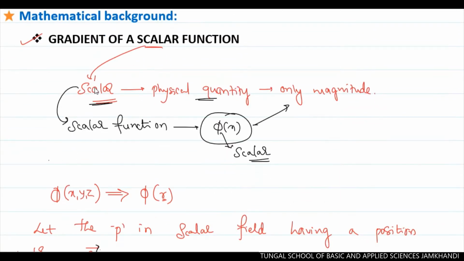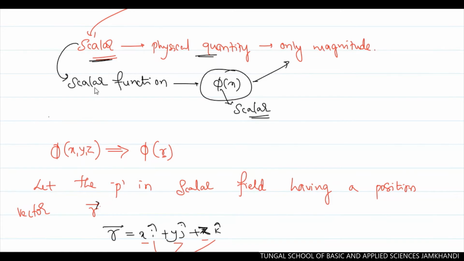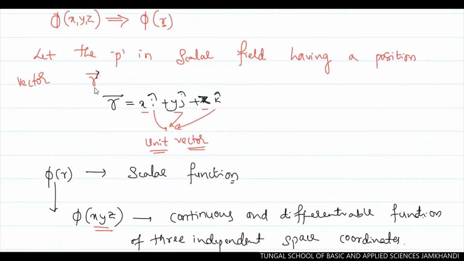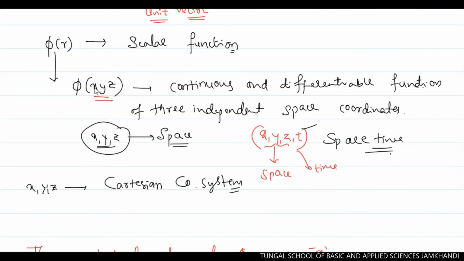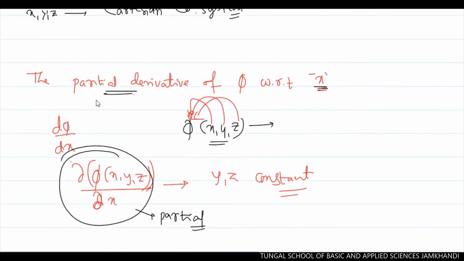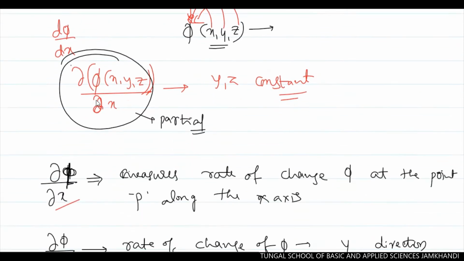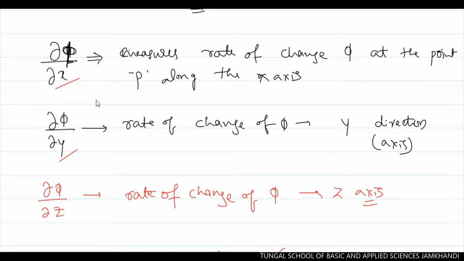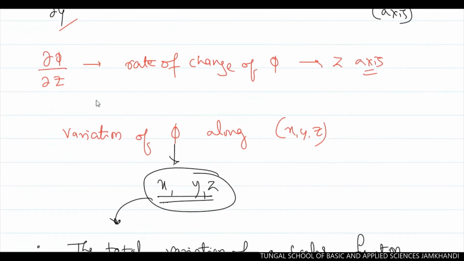As we discussed in the last class, what exactly a scalar is, then the scalar function, and how we represent a particular scalar function in a vector space. Then we defined its space dependency, that is, the Cartesian coordinate system. In the Cartesian coordinate system, we define x, y, z, and the partial derivative of phi with respect to x, y, z, the rate of change of phi with respect to the particular axis.